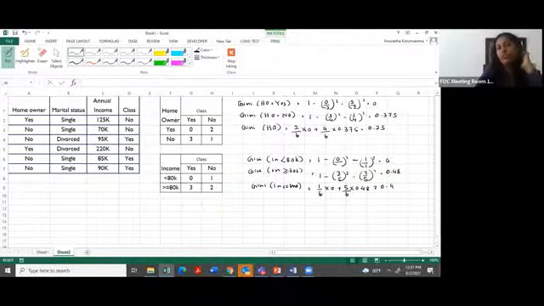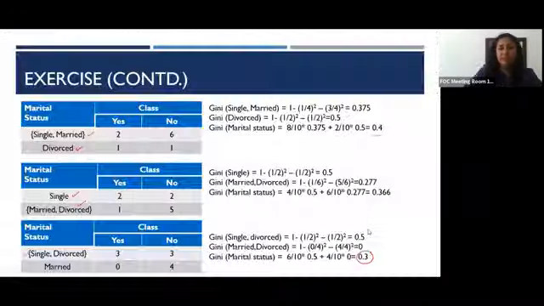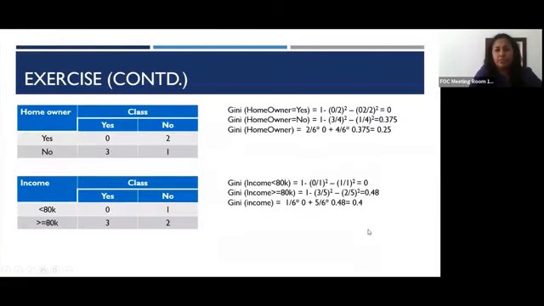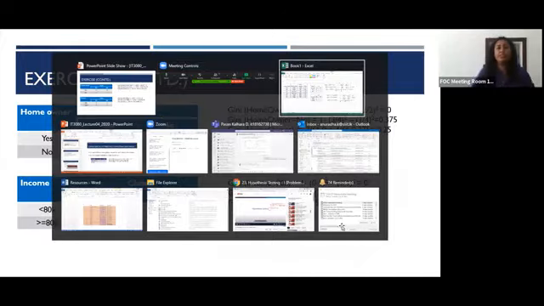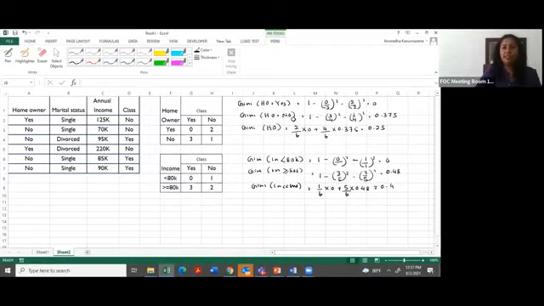Is this what you got, students? We can check it from the slide as well. The slide is also doing the same thing. Yeah. Is it correct, students? This computation is correct, right? Right. Now, what is the smallest Gini index now? For which attribute?